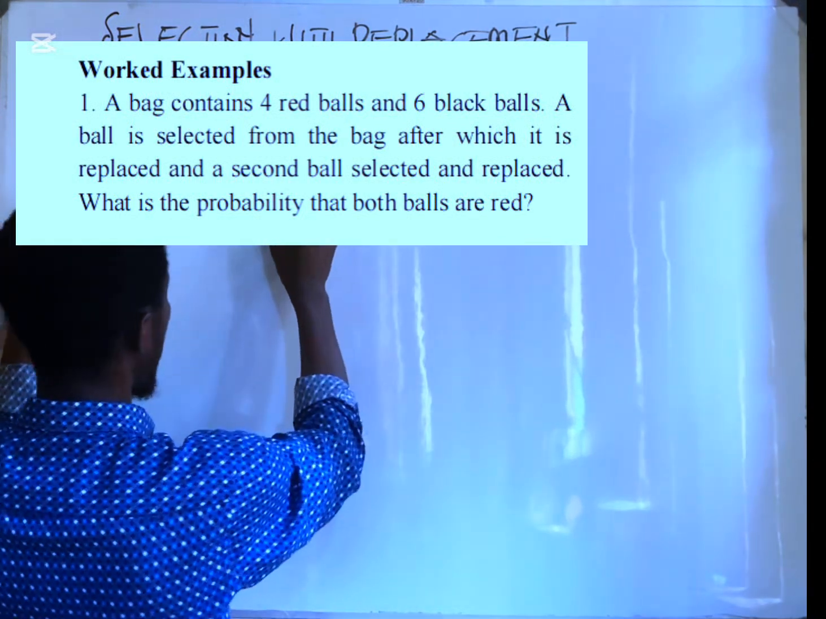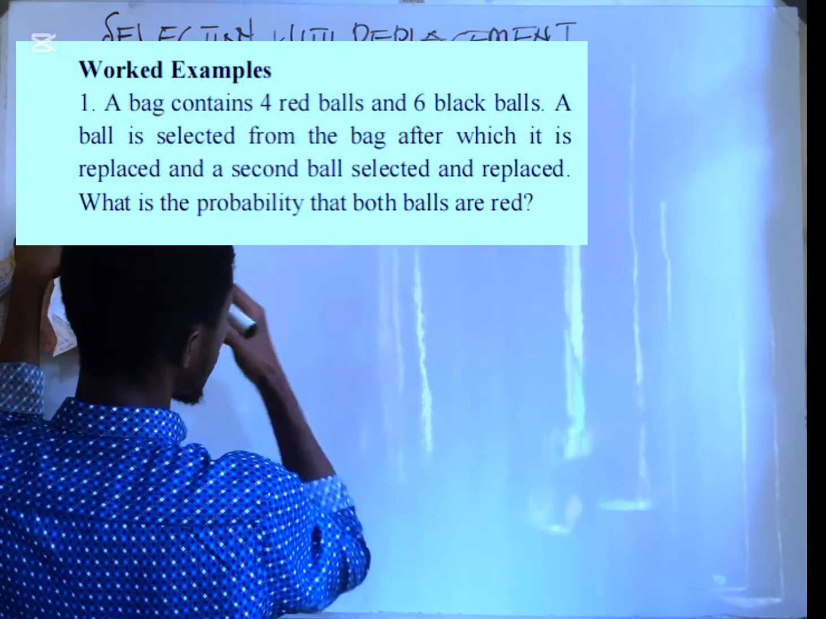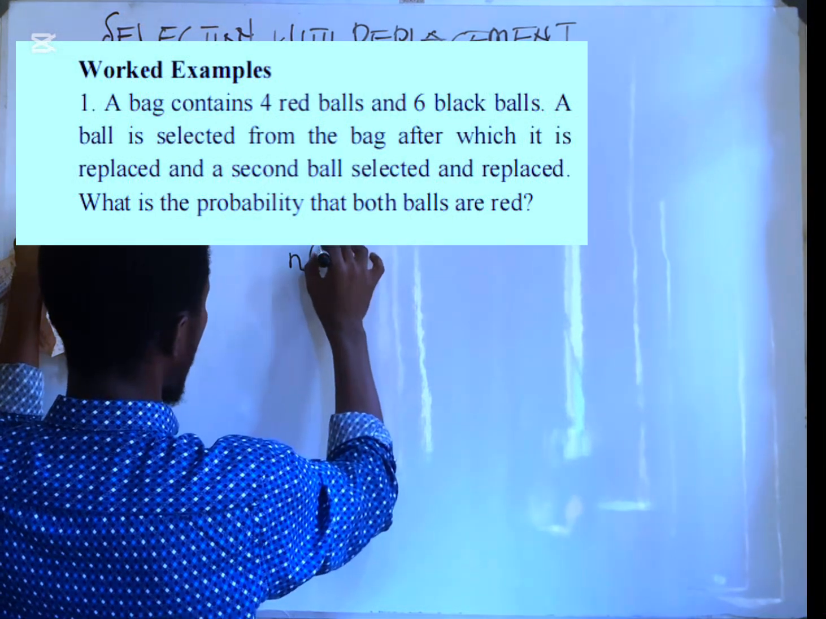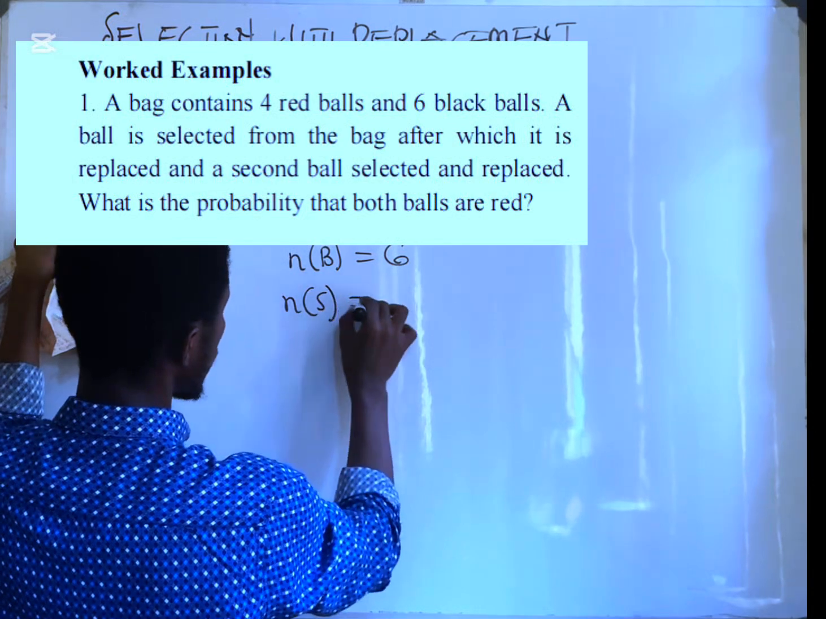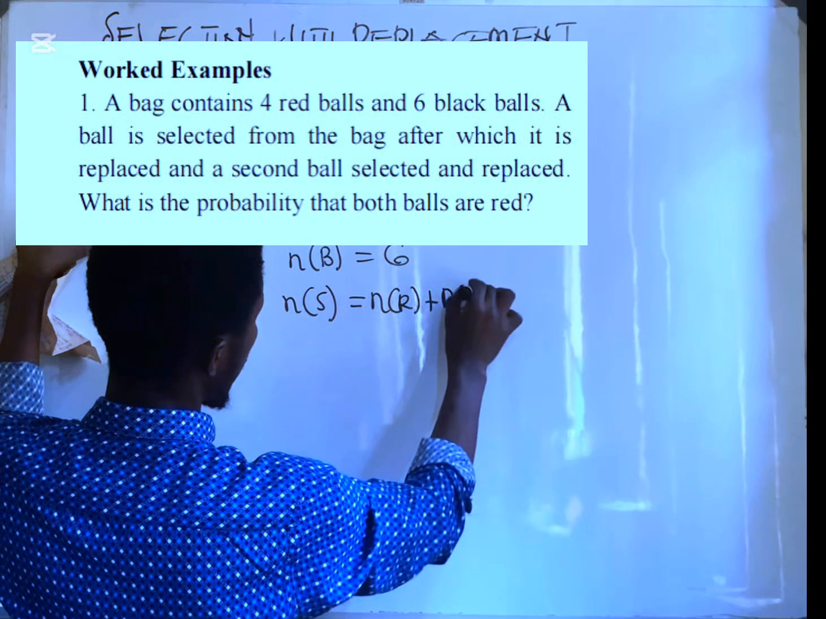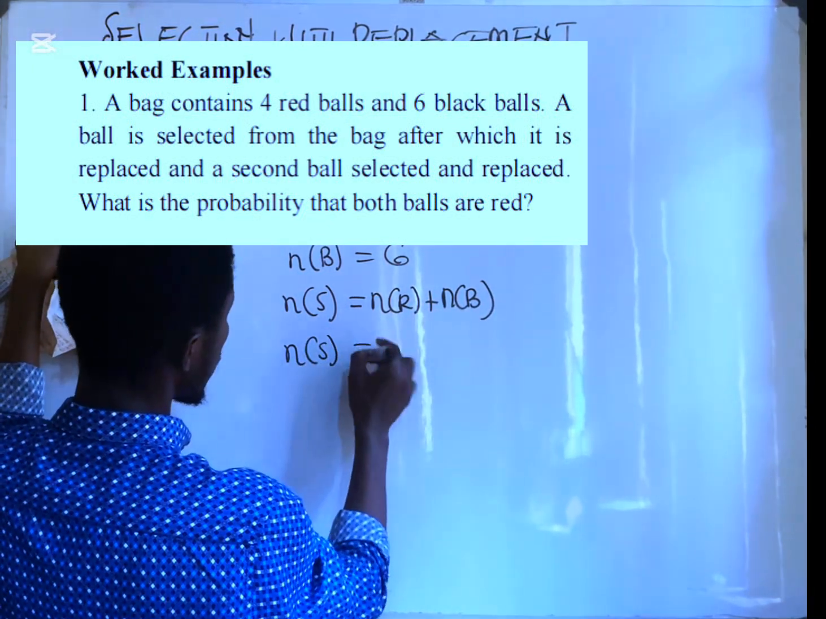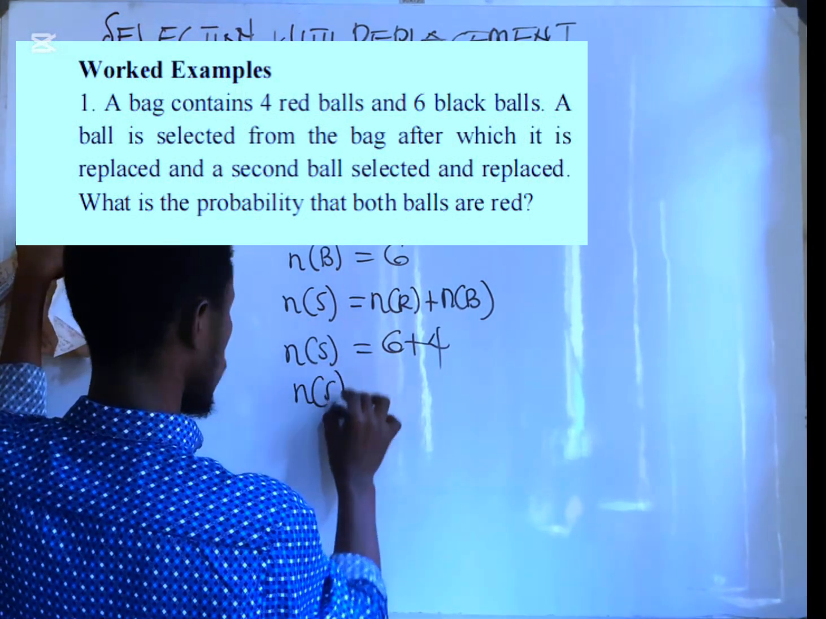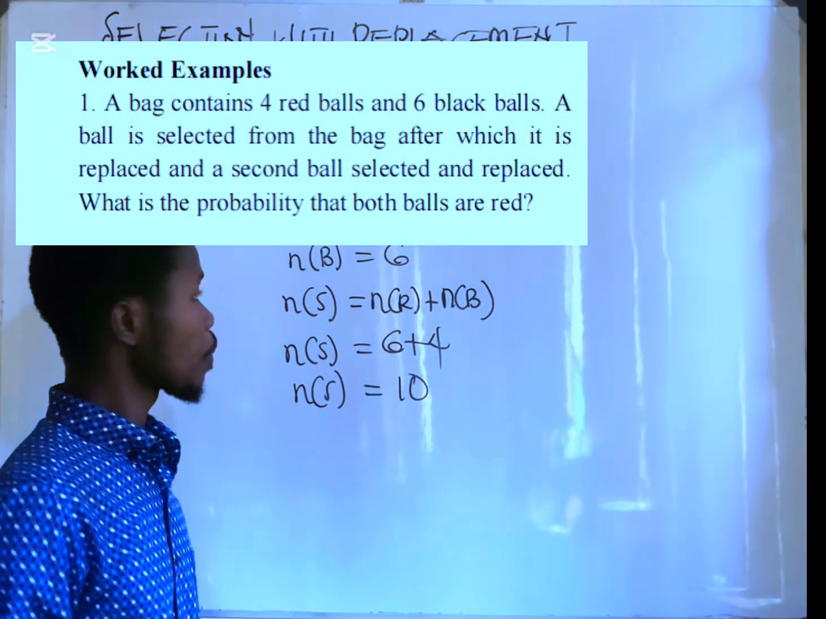Now, this means that the number of obtaining red balls is going to be 4. The number of obtaining black balls was 6. So our sample space is going to be the number of obtaining red balls plus the number of obtaining black balls, which is 4 plus 6. Is that okay? Very good.